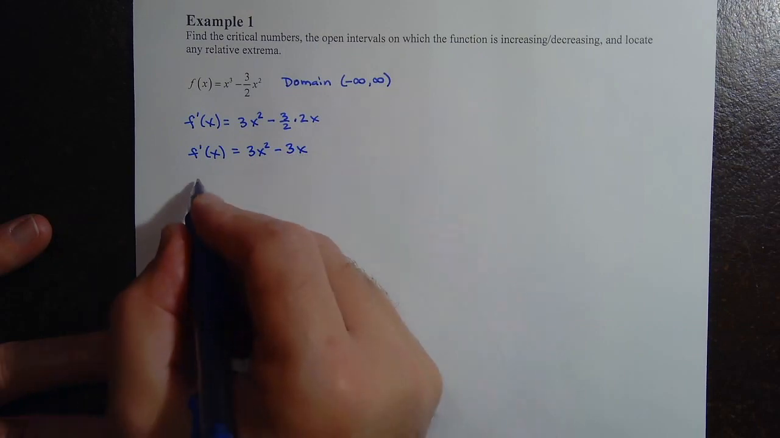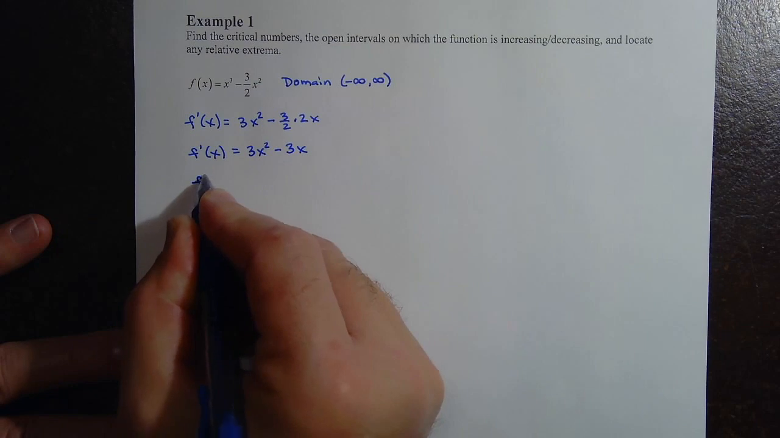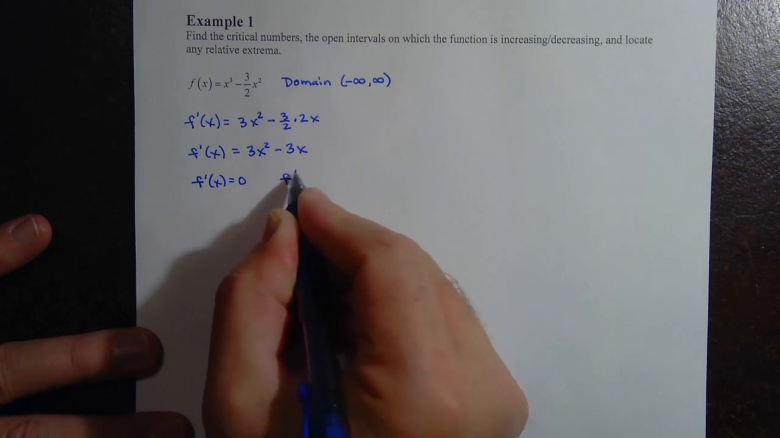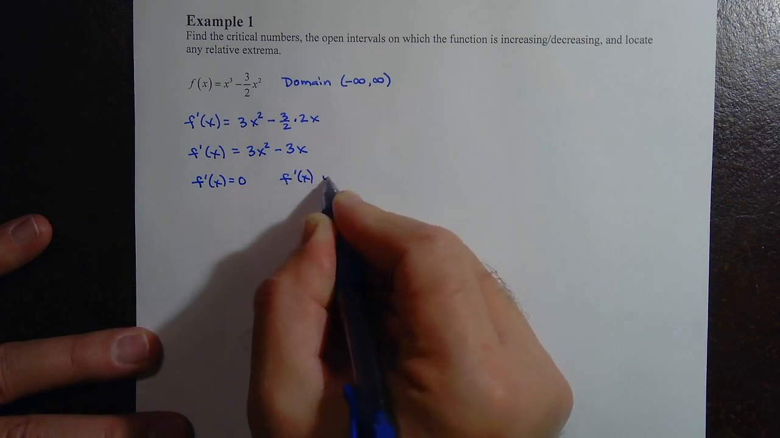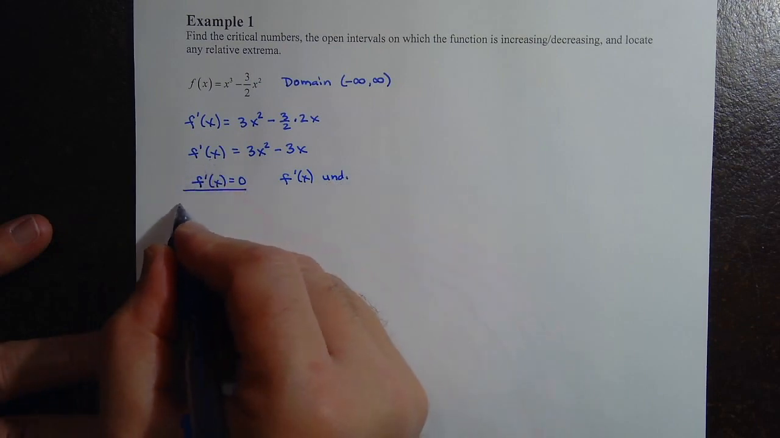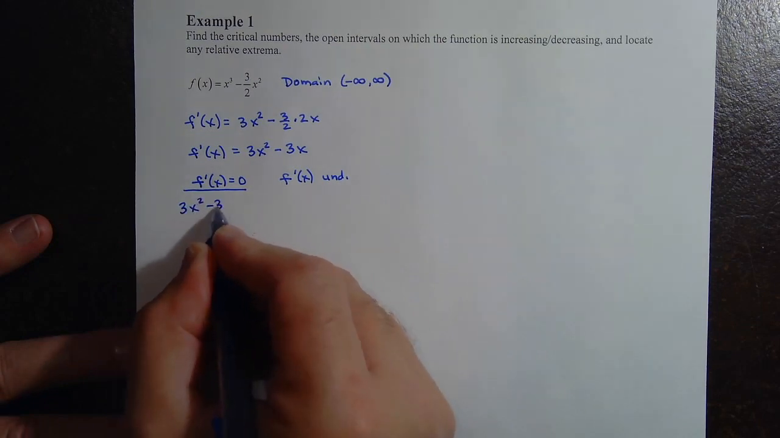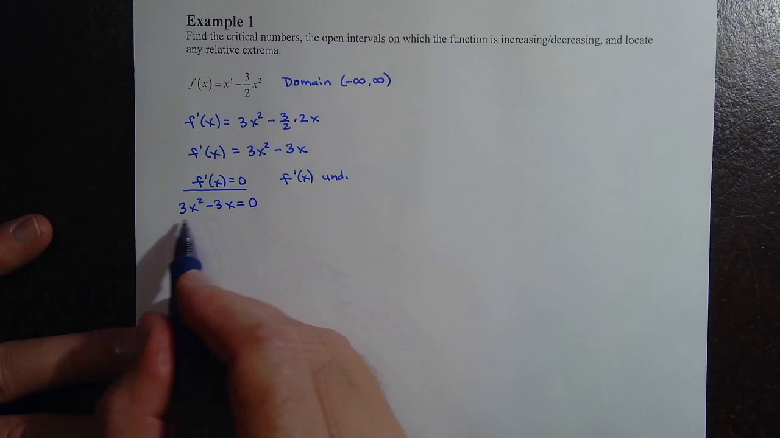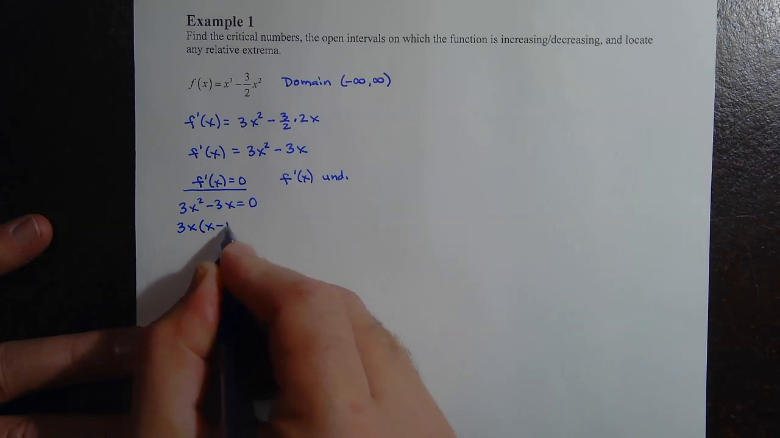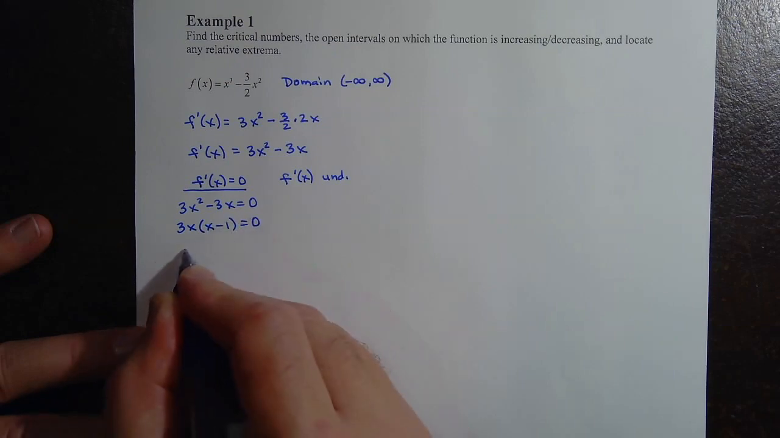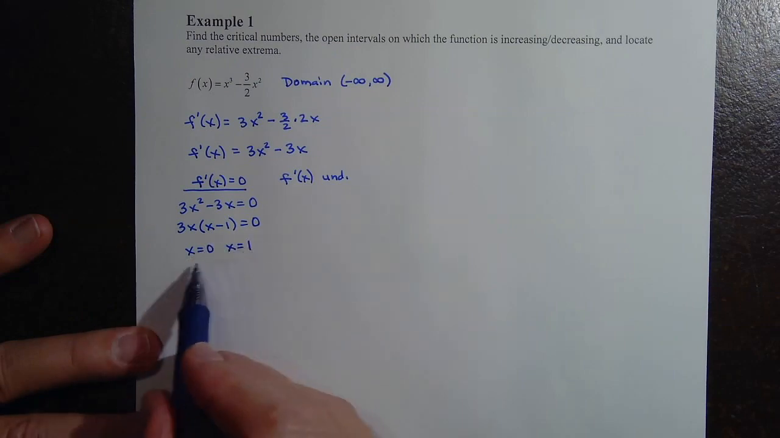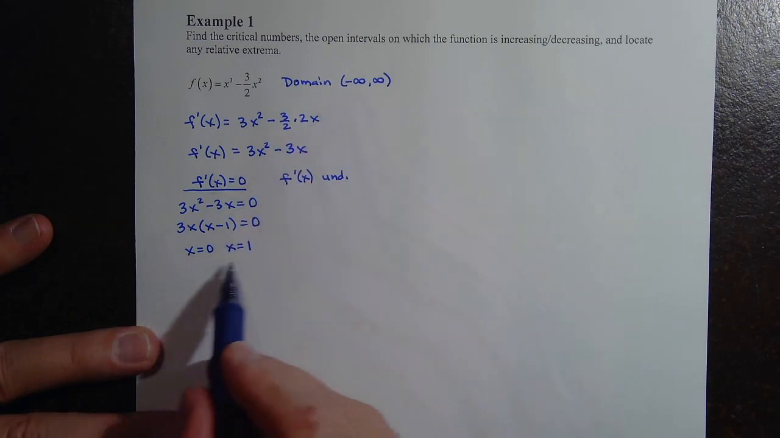Okay, so the next step in this is we want to find where does f prime of x equal 0, and we also want to figure out where is f prime of x undefined? Okay, so f prime of x, we'd set this equal to 0. So 3x squared minus 3x is equal to 0. There's a GCF here of 3x. So we can rewrite this as 3x times x minus 1 equals 0. Well, this is going to happen when x equals 0 and when x equals 1. So there's two critical numbers, and they're in the domain, so they are critical numbers, okay?